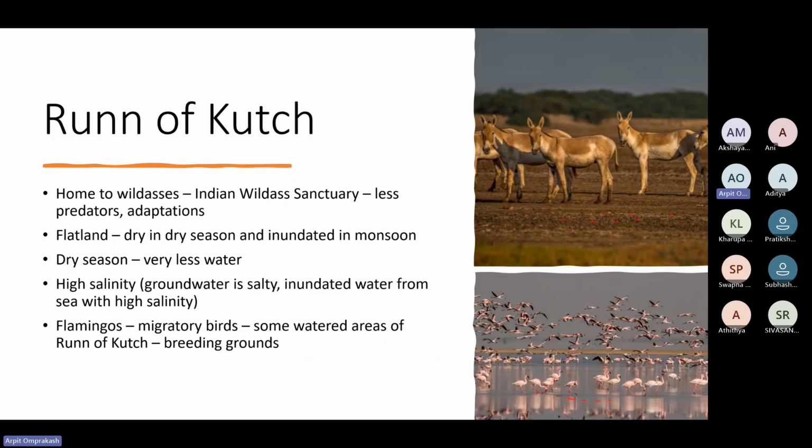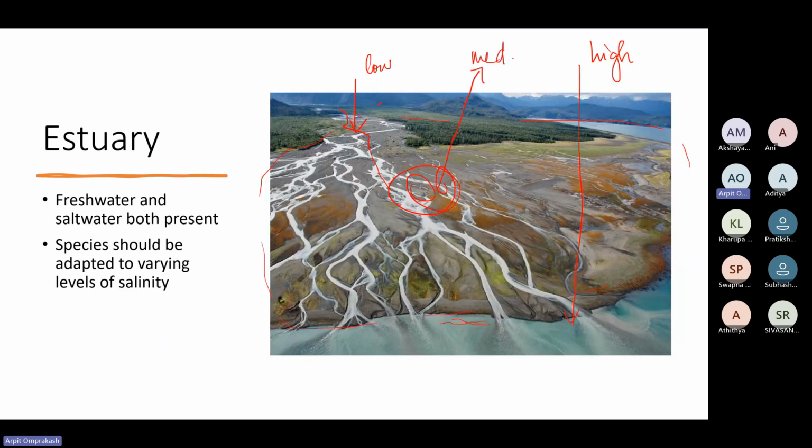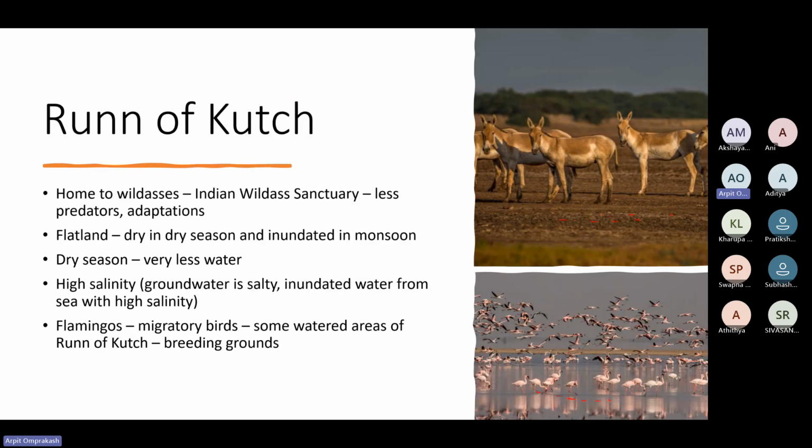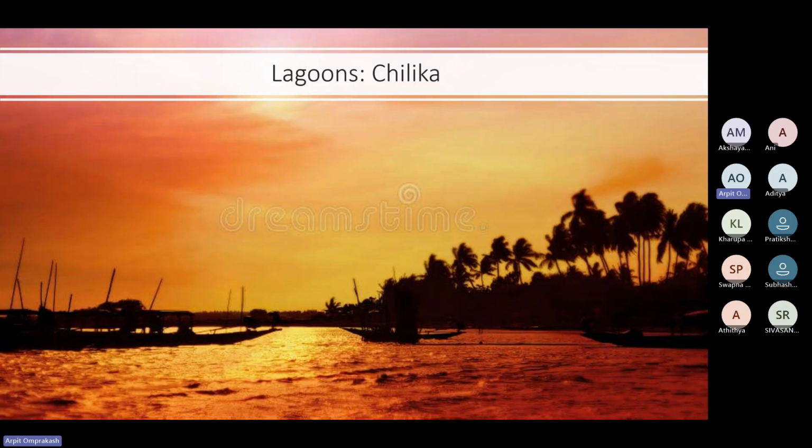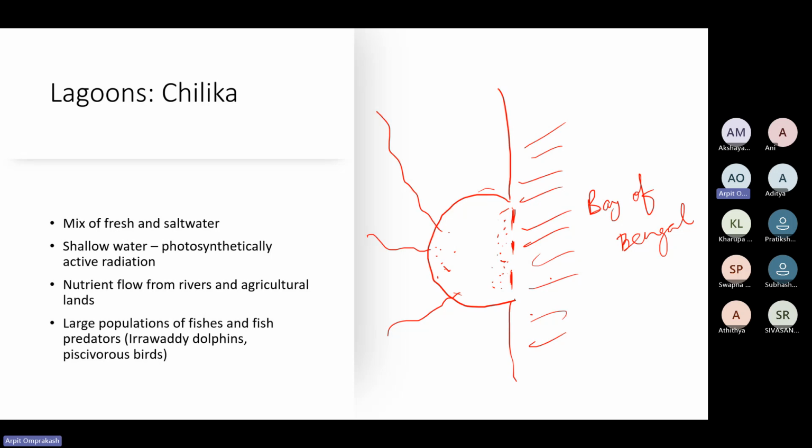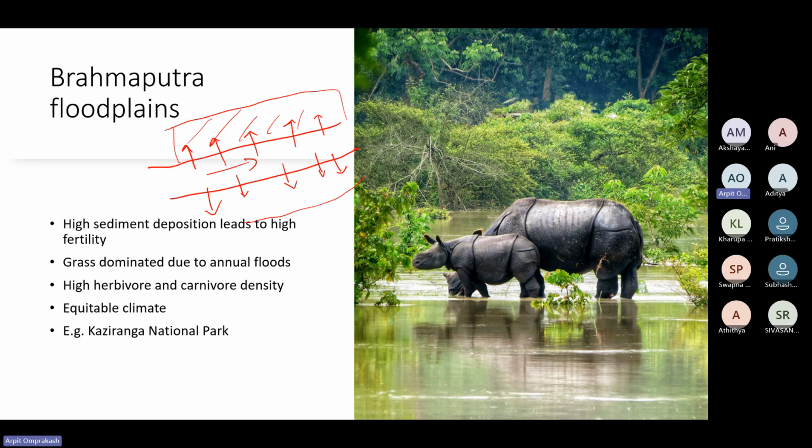We have the fauna that is found here, which generally tolerates a high range of salinity. We talked about some examples of specific unique habitats, such as the Rann of Kutch, which supports the Indian wildlife and other migratory species such as flamingos. We talked about lagoons such as Chilika. We talked about Brahmaputra floodplains.